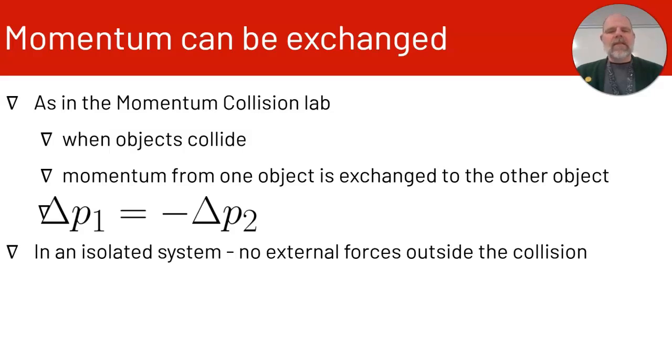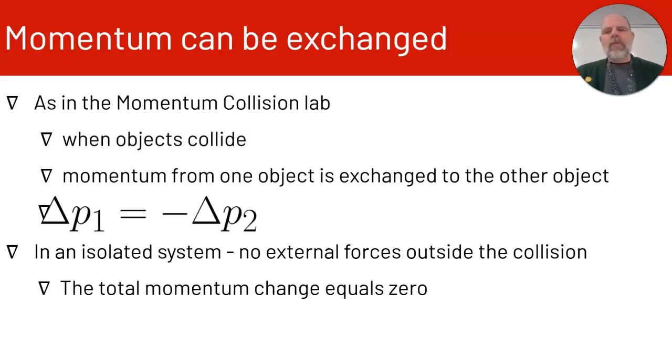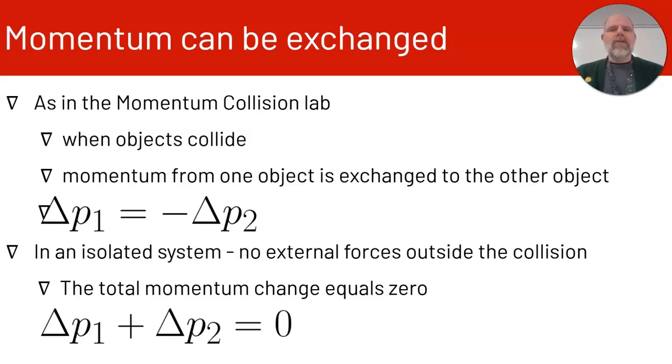In an isolated system, where there's no external forces outside the collision, the total momentum change equals 0. So delta P1 plus delta P2 equals 0. So when the change of momentum is equal but opposite, and there's no force outside the collision, the total momentum change equals 0.